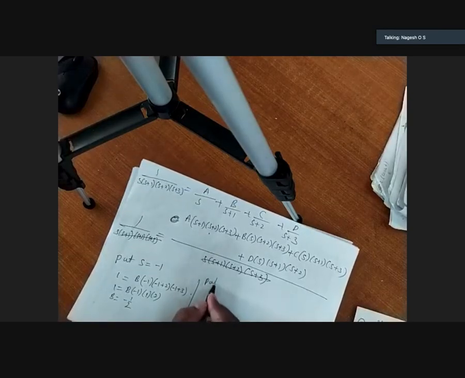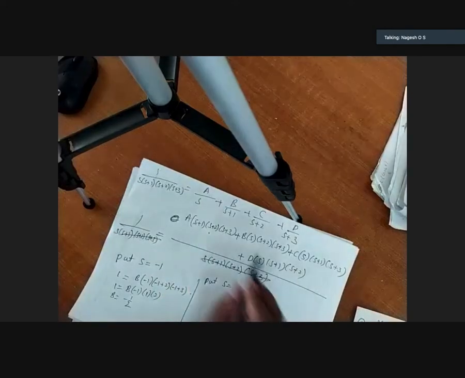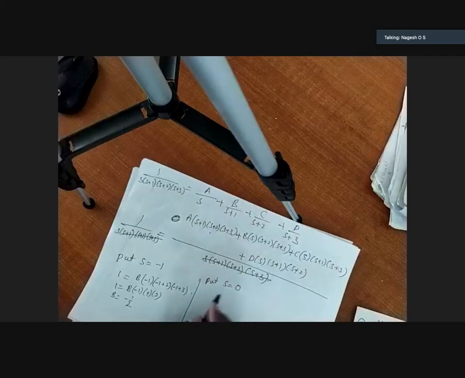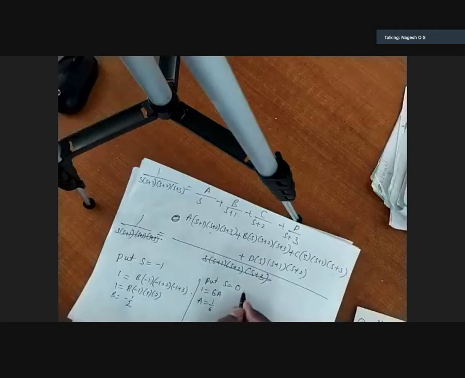Next, put S equal to 0, we can put, right? S equal to 0. 1 equal to A into A plus 1, A plus 2, A plus 3. 6A. So A is equal to 1 by 6.